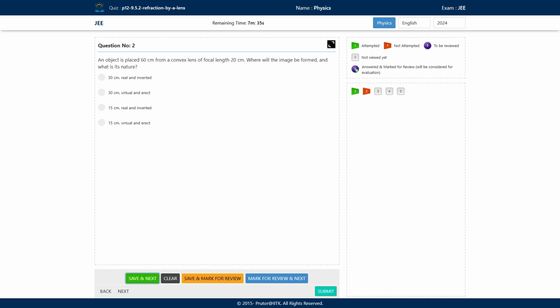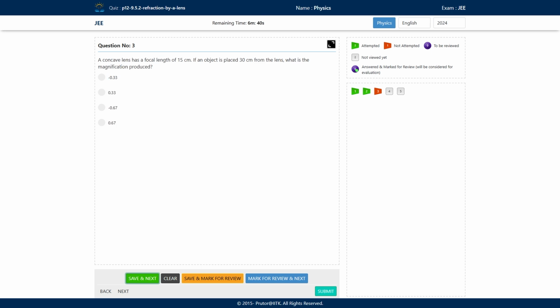An object is placed 60 cm from a convex lens of focal length 20 cm. Where will the image be formed and what is its nature? Use the thin lens formula, 1/v - 1/u = 1/f. The object is placed at 60 cm, so the object distance is to be taken as negative. The focal length is also given, 20 cm. So what will be the image distance?